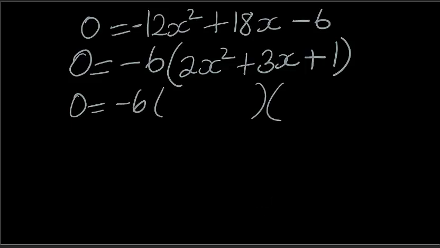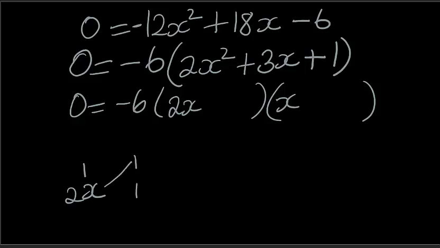Now I want to have two brackets. The factors of 2x squared are going to be 2x and x. Now let's quickly do this. I've got 1 and 2x, and I've got 1 and 1. I want 3, right? So 1 and 1 gives me 1, and 2 and 1 gives me 2. And I want positive, so I'm just adding everything. I have 2x plus 1 and x plus 1. Those are the factors of that trinomial.